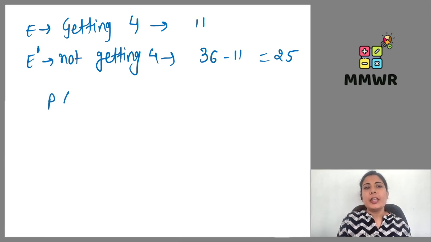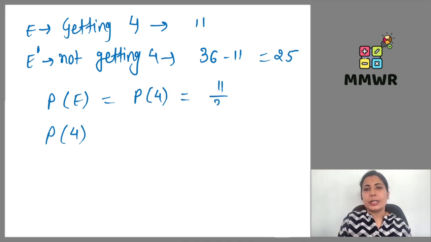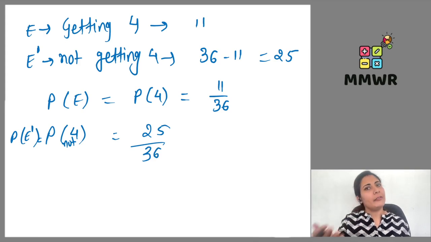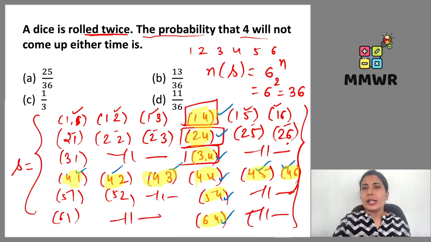So the probability of getting 4 will be 11 upon 36, and the probability of not getting 4, not 4 I am writing, probability for E complement or E dash, not getting 4, will be 25 upon 36. If it is possible to reduce it further, we'll of course do that. But here it's not possible, so I'm writing it as it is. 25 upon 36 will be the answer.